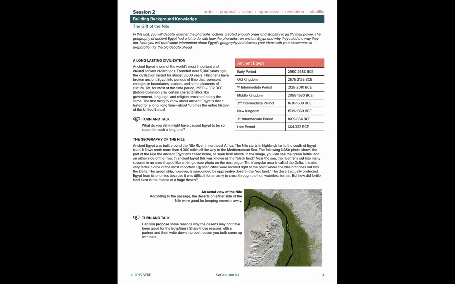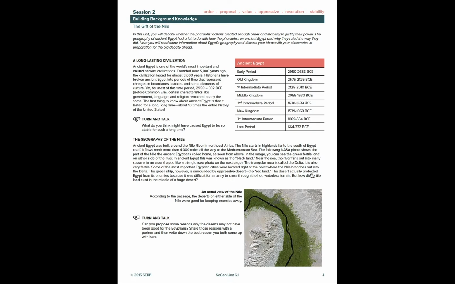The thing to know about ancient Egypt is that it lasted for a long, long time, about 10 times the entire history of the United States. So why include this chart on the textbook page? What do we get from that? And I think what we get from that is a sense of scale. You look at those numbers and you imagine just how many lifetimes fit inside 3,000 years. All the changes that can come about, even in a couple of years. Imagine 3,000 years of history.